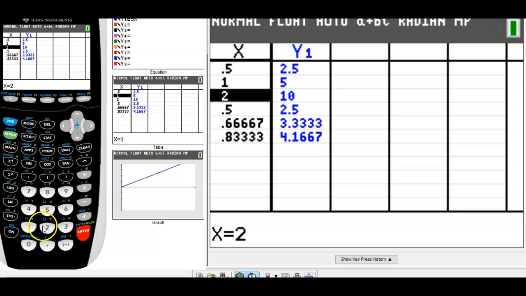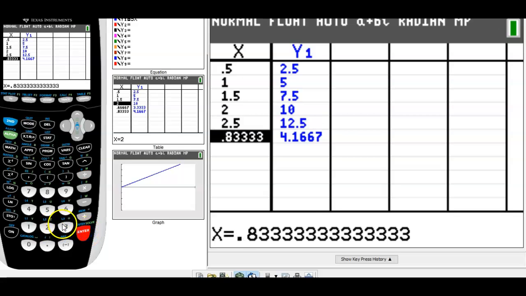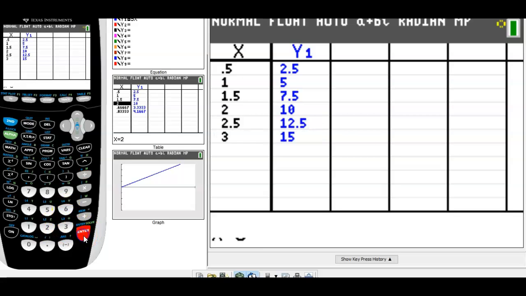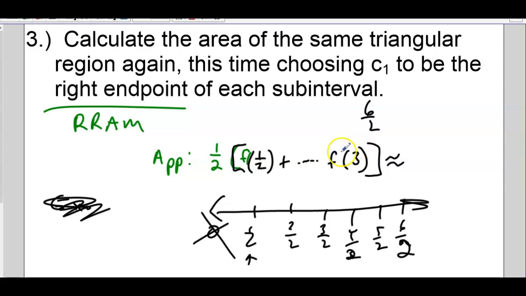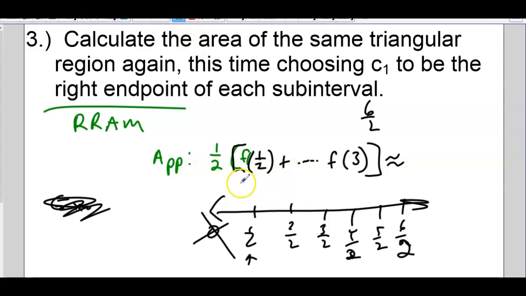Here, I'm just going to do it. 2 halves, 3 halves, 4 halves, 5 halves. Wait, did I skip 4 halves? No, I did. And then 6 halves is 3. Right? Did I do it right? All right, cool. So now if we do 1 half, oh, I don't even know why. Listen, let's just type it in.